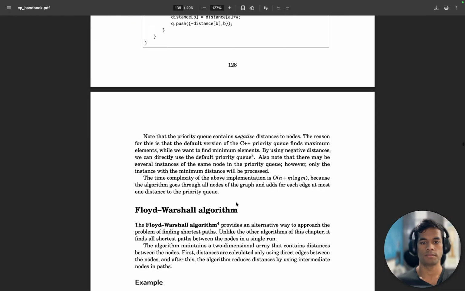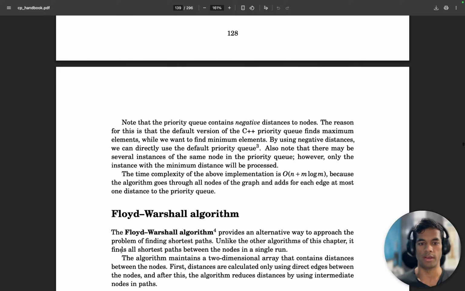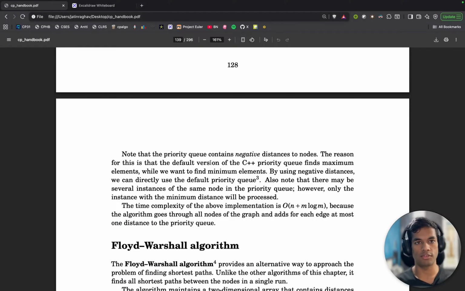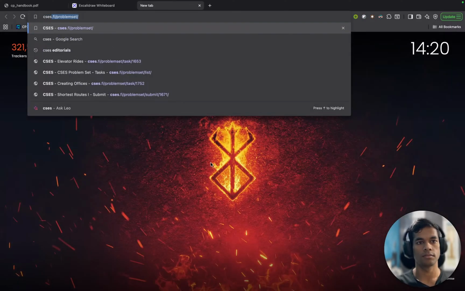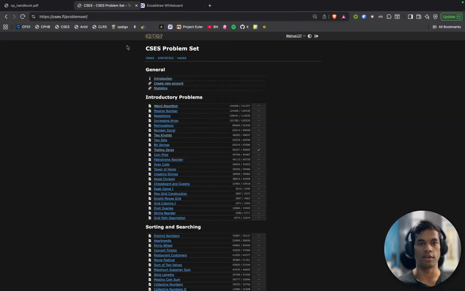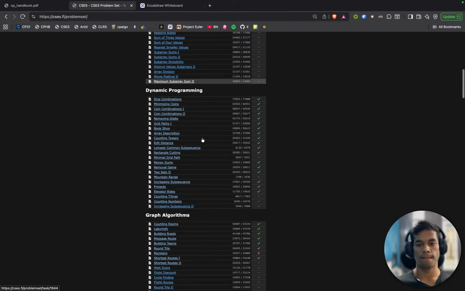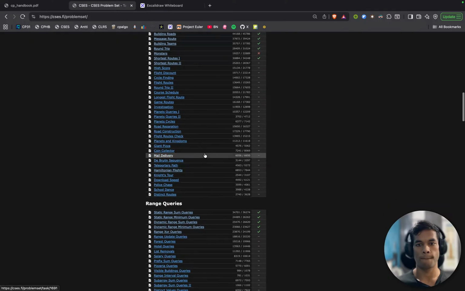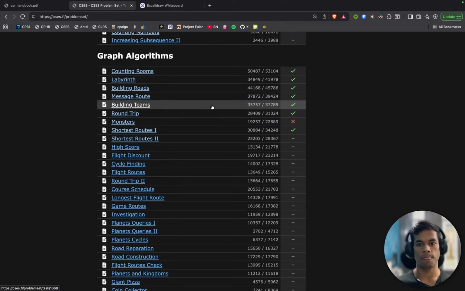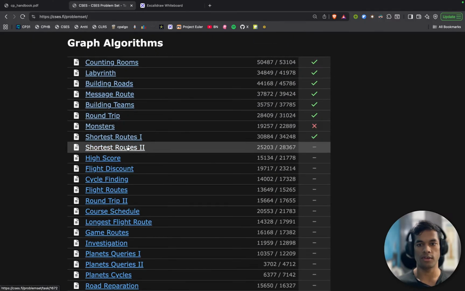That is cool. Now we can move on to the Floyd-Warshall algorithm. That would be nice, and we will be able to solve the next question about graphs on CSES. Yes, shortest distance first. Then we will also do shortest distance second, and it would be pretty cool.